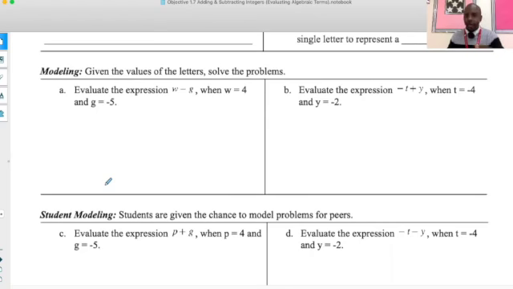Student modeling C and D will be done in class by a student who I'm hoping will come up and model it for us. But A and B, let's do them together quickly.